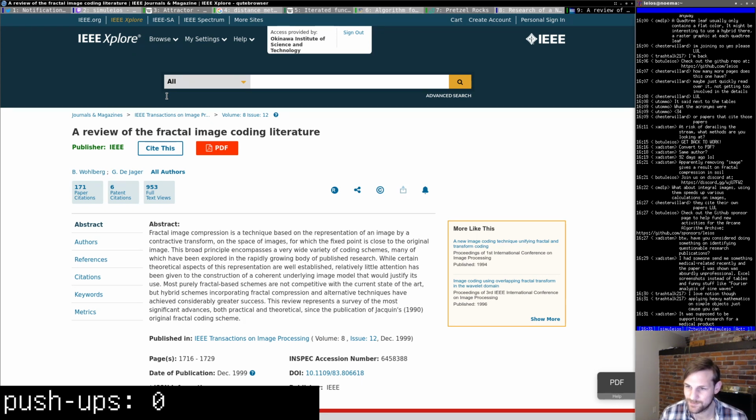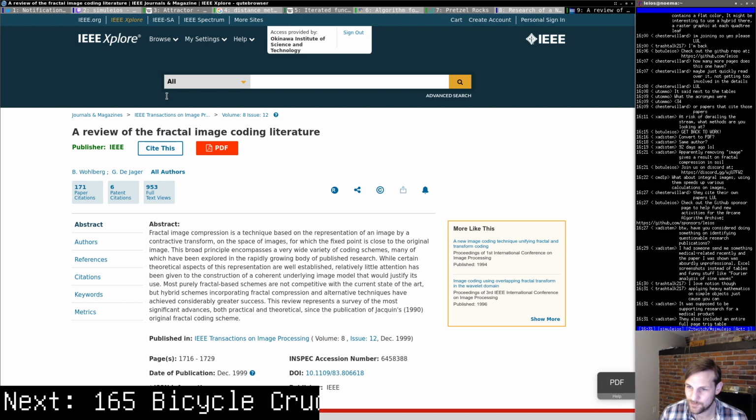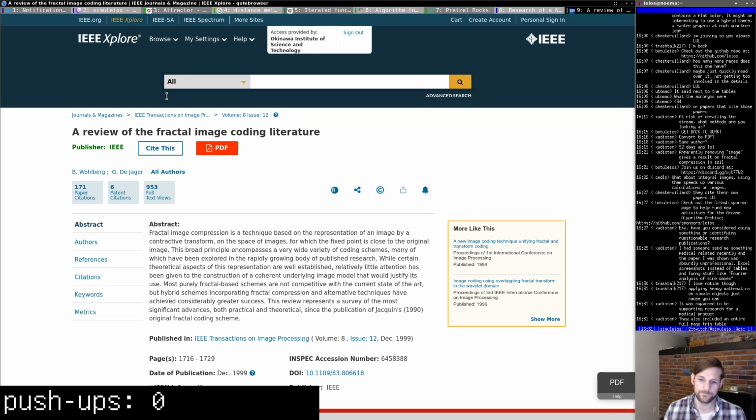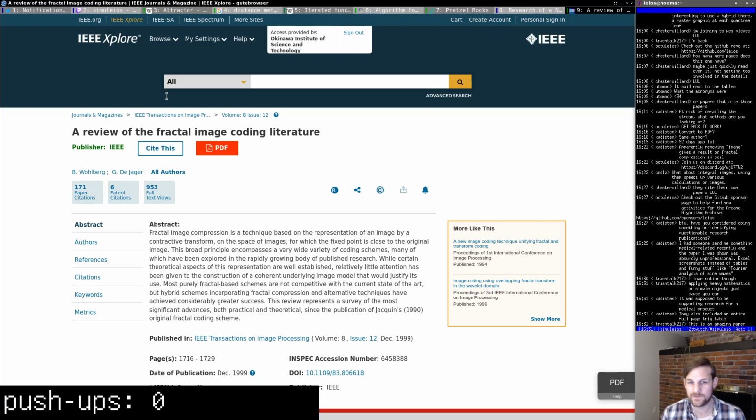Applying heavy mathematics on simple objects just because you can. It was supposed to be supporting research for a medical project. They also included an entire full-page trigonometry table. Okay, so the thing is, I don't know the medical field, right? When I was studying pre-medical physics, the medical physics papers were phenomenally different than the physics papers. A lot of times I found people reiterating topics that were like freshman physics, and it was interesting, you know? But at the same time, if you're saying Fourier analysis of sine waves, I kind of feel like maybe you're not in that group, you know?